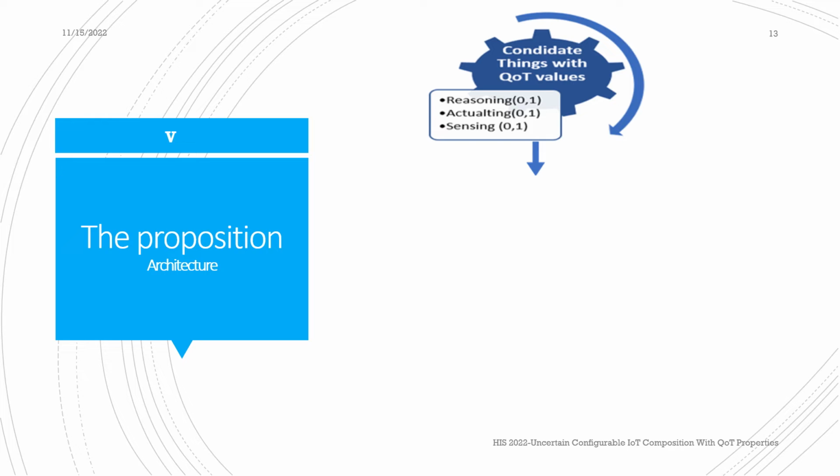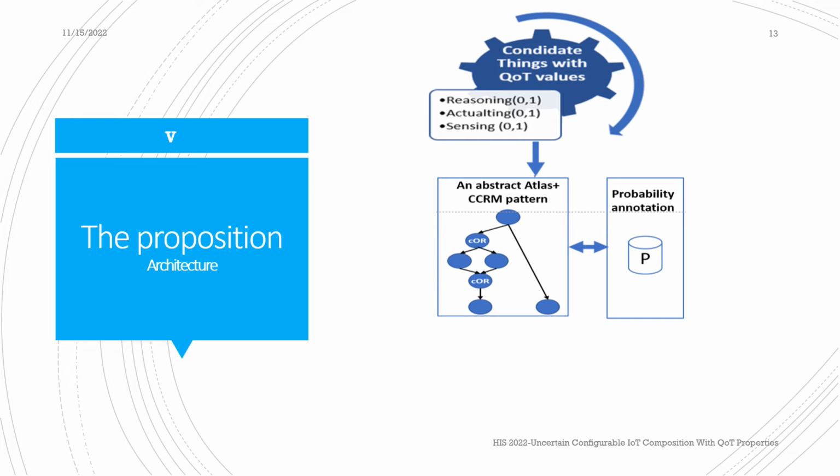In this section, we depict the main architecture of our approach, which is named QT UCC, and is composed of three models. The first model consists of the QoT definition in each thing. Next, the composition model, which is based on Atlas Plus theorem with probability annotation. And finally, the uncertainty of the final composition is computed through the pattern formulas such as OR, XOR, and sequence formula or operator.